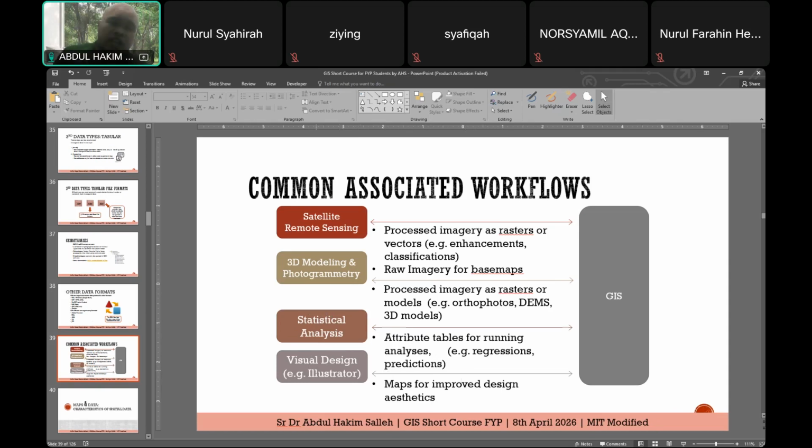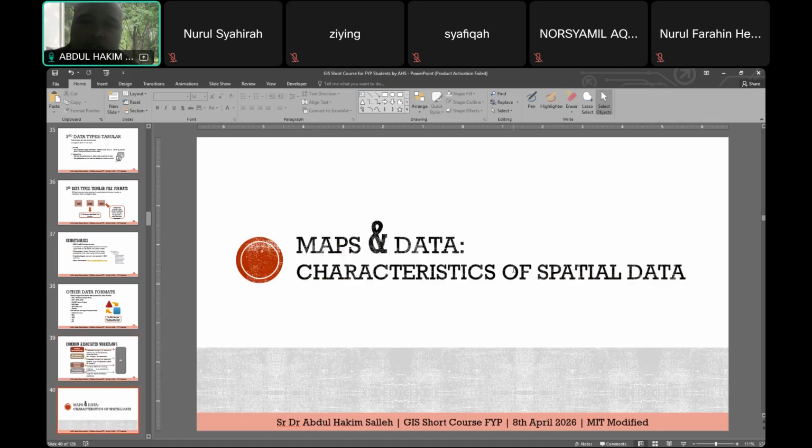Sometimes you can enhance the map using Illustrator to make it more beautiful. If you want to produce a poster presentation for your FYP, you can use Illustrator too. Right. Let's take a look at the maps and data by their characteristics.